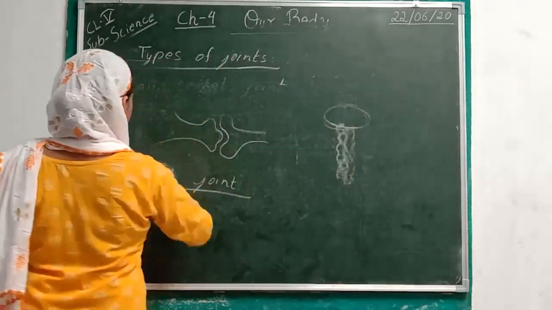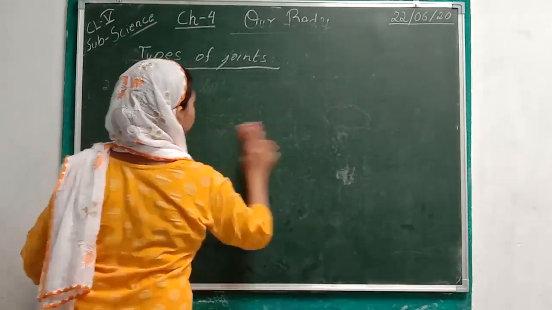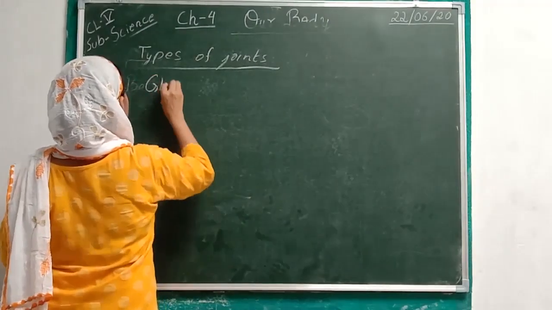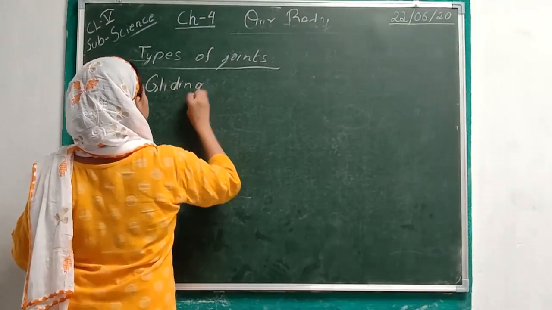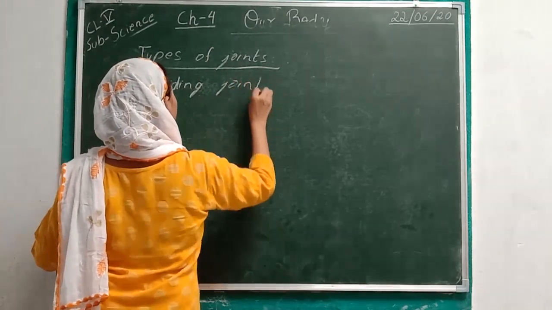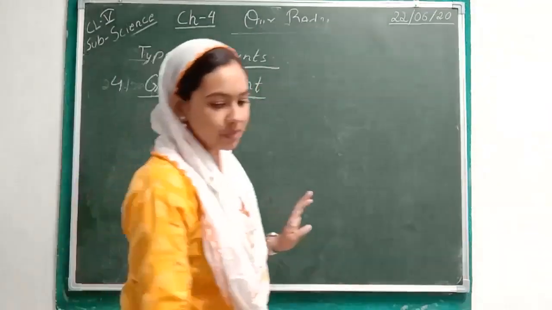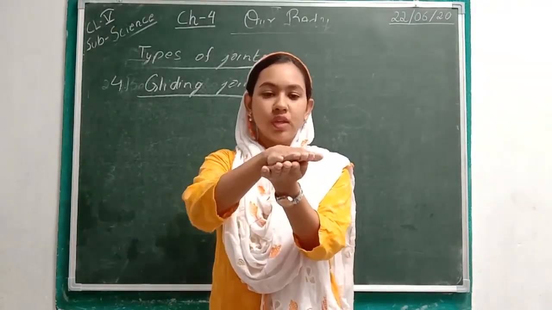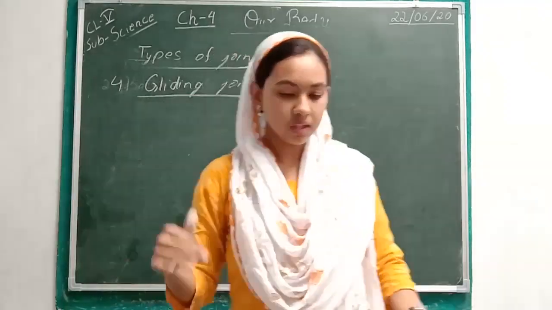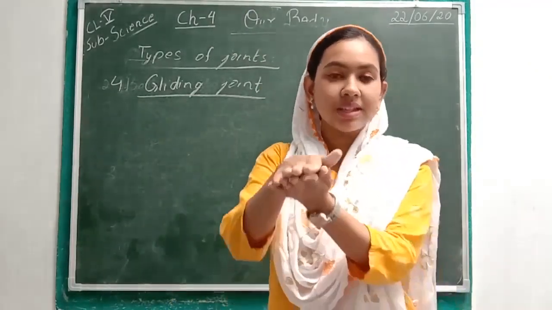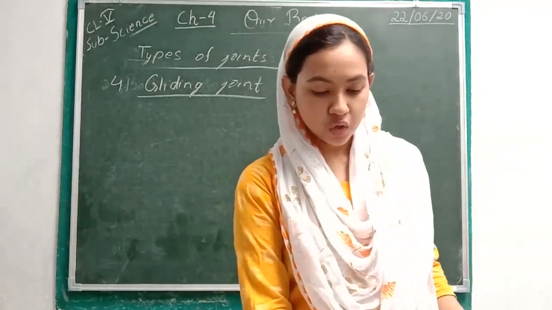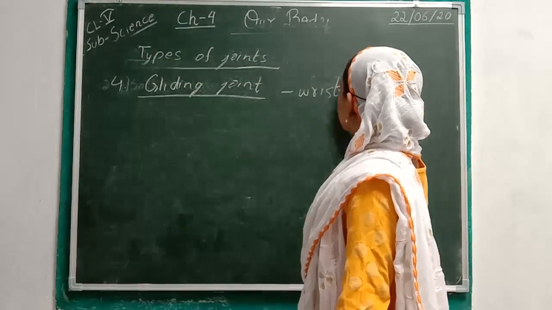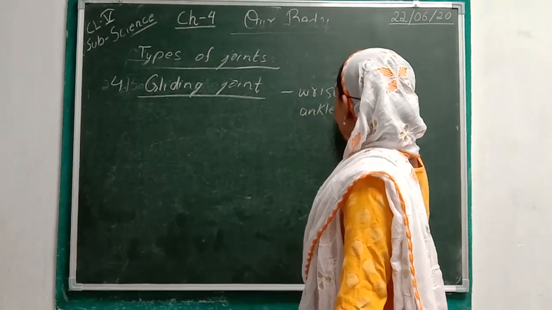The last joint is the gliding joint. The fourth one is the gliding joint. The word glide means when something can move easily and smoothly on a surface. Like this, it can simply move like this. So these are the joints which show this gliding kind of movement, alright. And you can see these bones in your wrists and ankles.